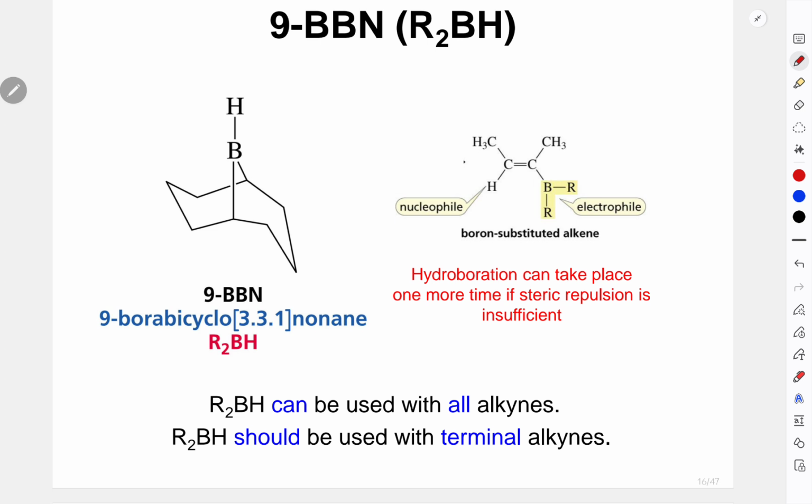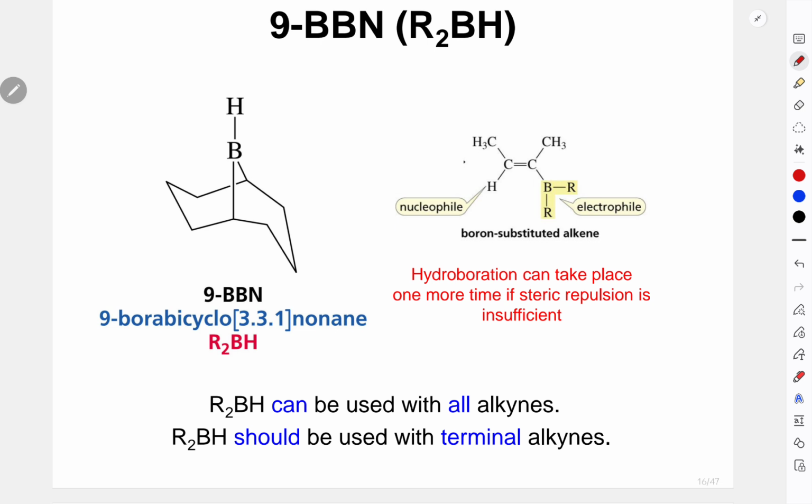And as we discussed in the alkene chapter, if you don't have these bulky R groups, then hydroboration can take place multiple times, giving you a mixture of products, which is not what you want. You want to make your reaction more selective, to get a single product in most cases. So that's why you need to use this reagent, 9-BBN. This is what we already studied in the alkene chapter, and simply, this can be written as R2BH. The R stands for the R groups here and there.